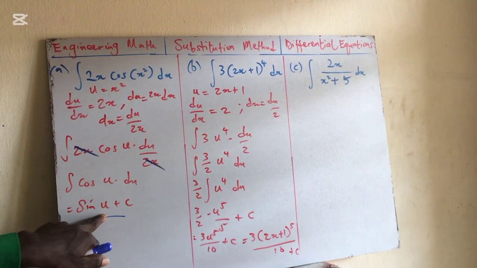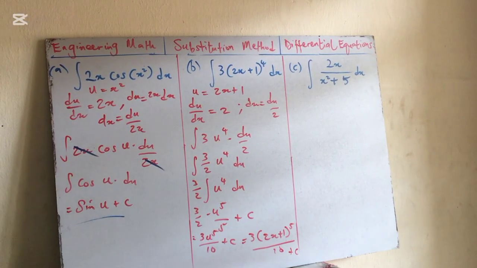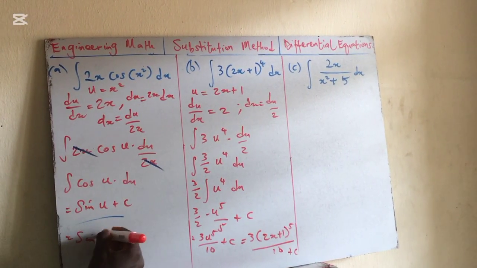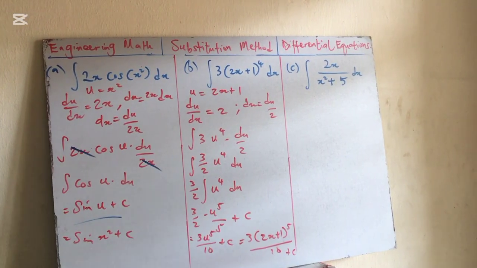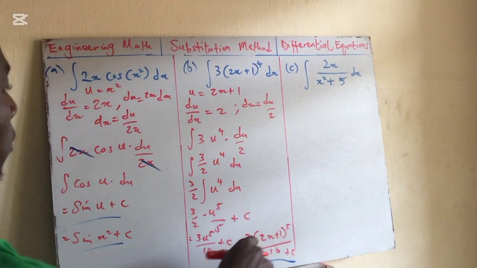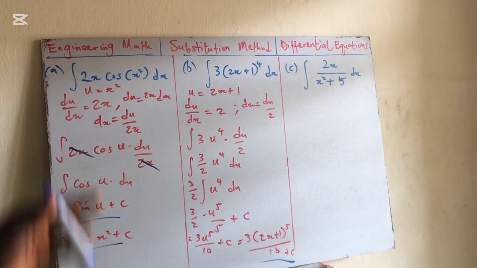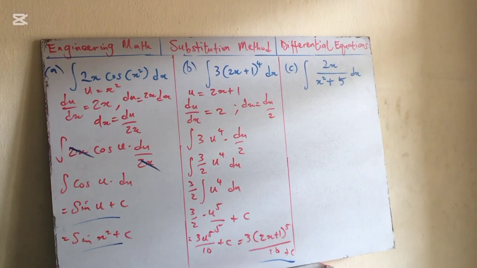Here too you can input back your u. I'm sorry I omitted that. So you just say sine, what's our u here? x squared plus c. So this for this for this. And now in this part, still the same process.